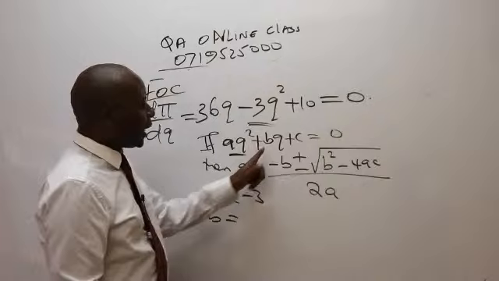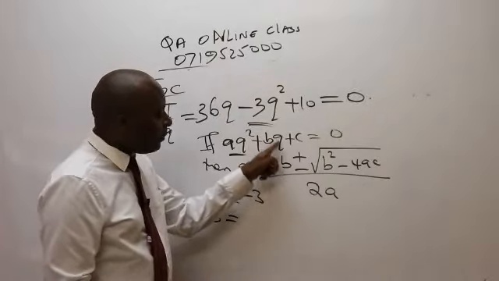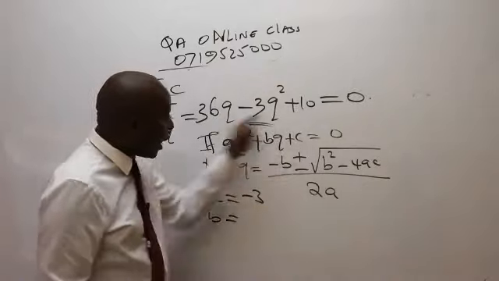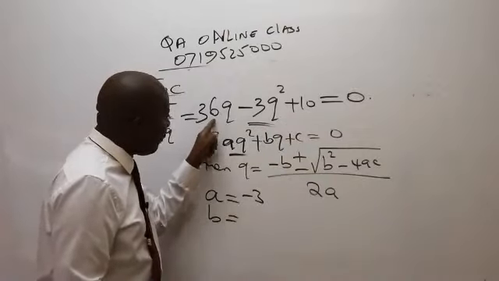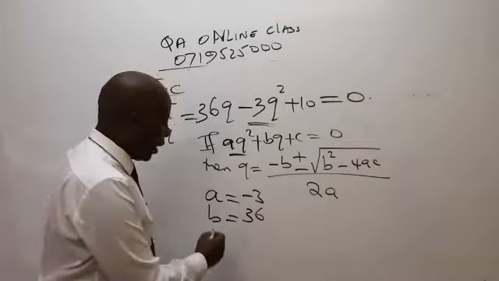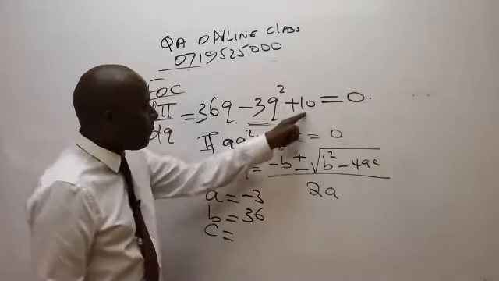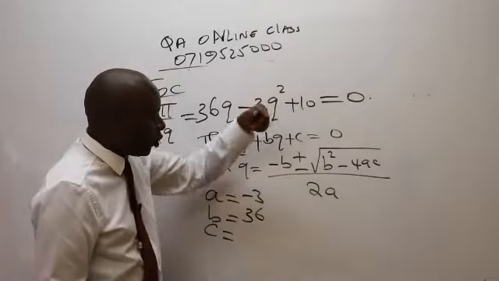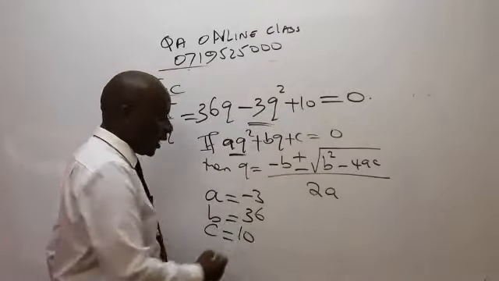And then we have B. B is a number that comes before a Q. When I look at this entire function, the one that comes before Q is 36. So B is 36. And then we have C. C is the constant term, the constant which doesn't have a Q or X or whatever. So C is 10 like that.